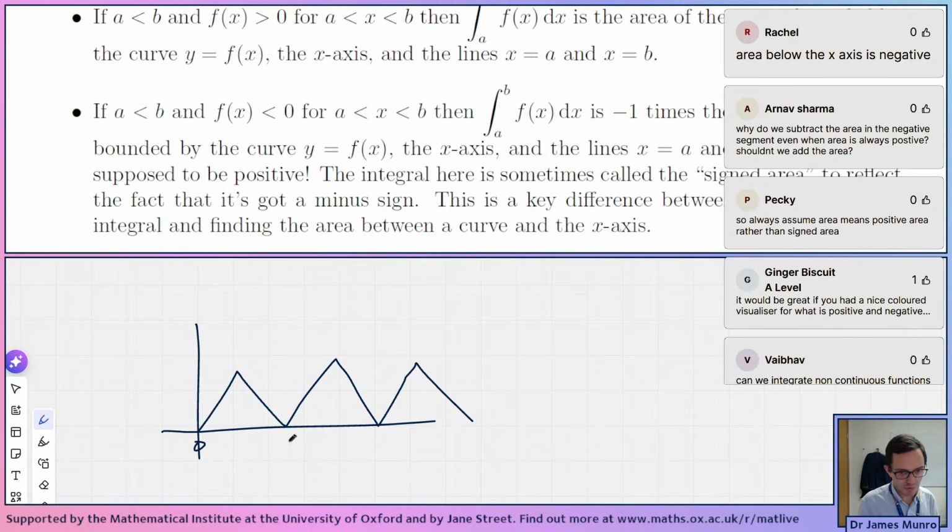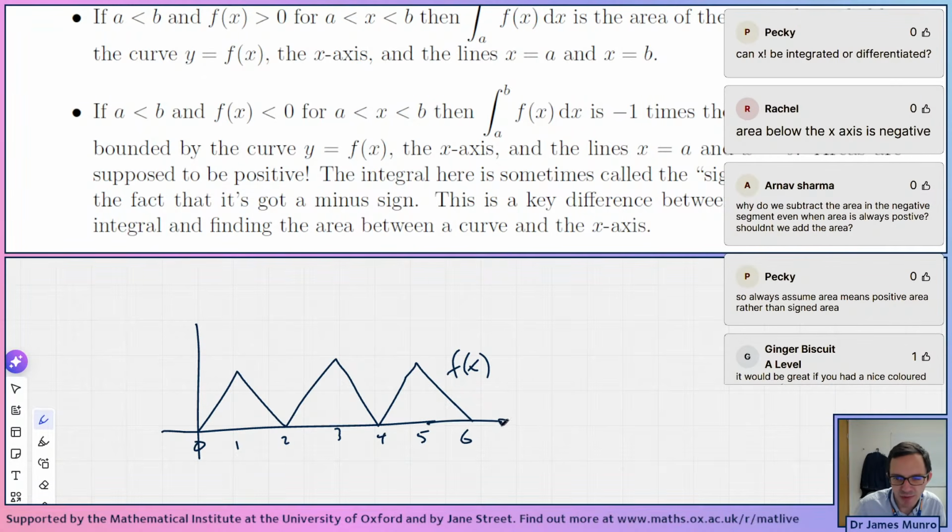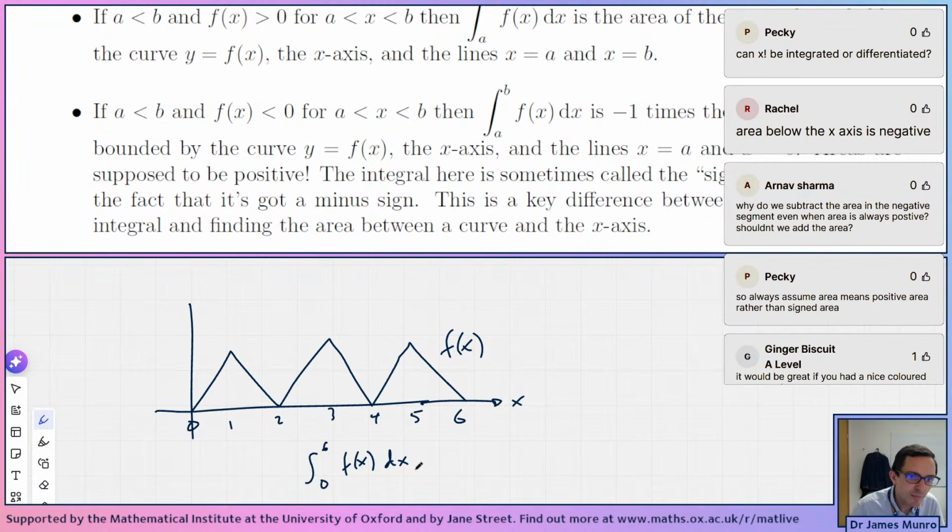1, 2, 3, 4, 5, 6. And you're told this is f of x. You haven't been given an expression for f of x. And you want the integral from 0 to 6 of f of x dx. Well, this function is definitely positive, so that's the area. That is this positive area in here.